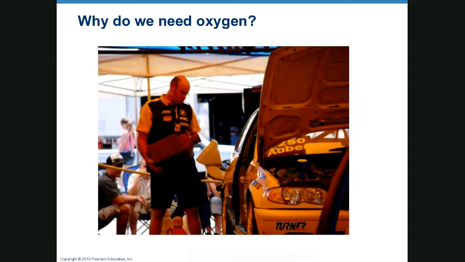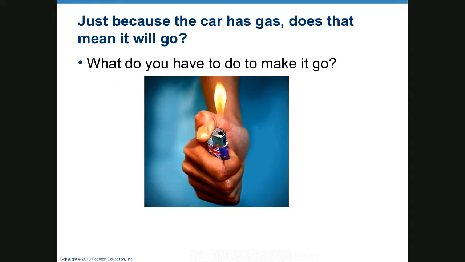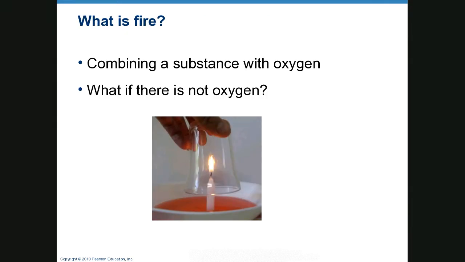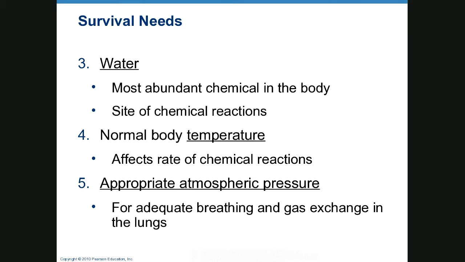Now, we need oxygen because without oxygen, we can't make our motor go. Here he's putting gasoline into his car. Unless he burns that gasoline, the car will just sit there. And burning is combination with oxygen. If you don't combine it with oxygen, you cover it up, you don't get burning. The fuel is not able to be used. Same thing with your body. If you don't have oxygen, you don't have fuel available to burn, and so therefore your cells die and you die. Water is the most abundant chemical in the body.